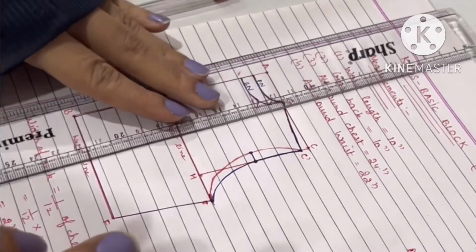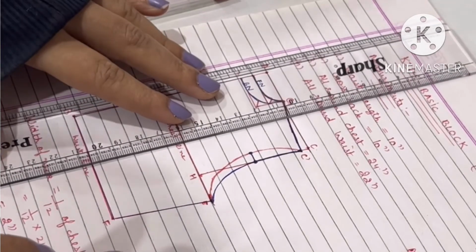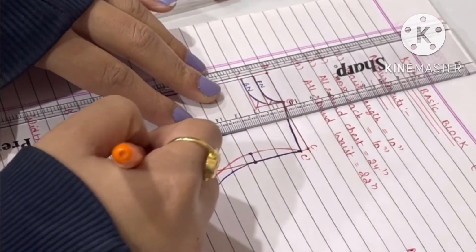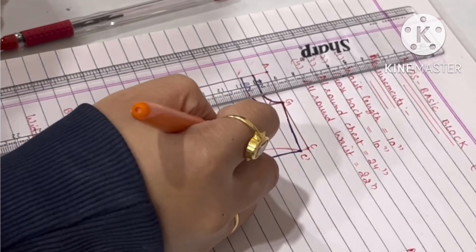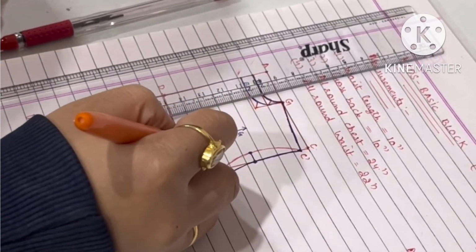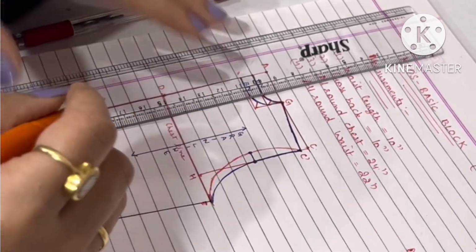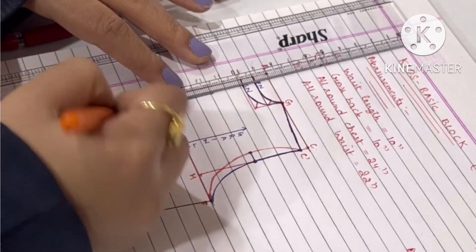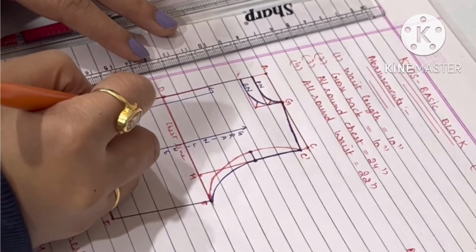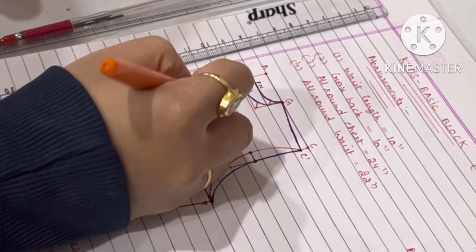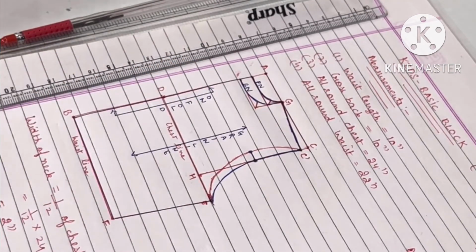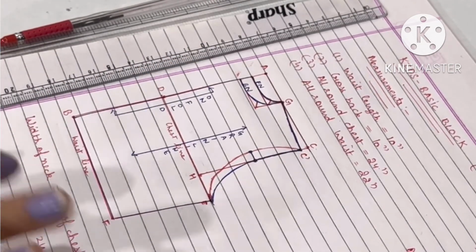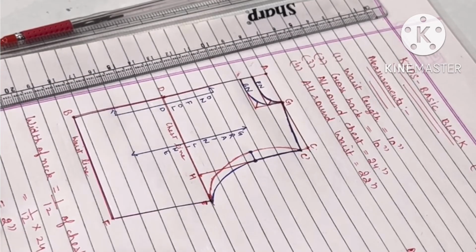Now the main point, we have to give the specifications. This is our grain line. As we have to cut the fabric in this, you have to mention that the fabric will be cut on fold. So this is the basic bodice block for the 5 years old child.